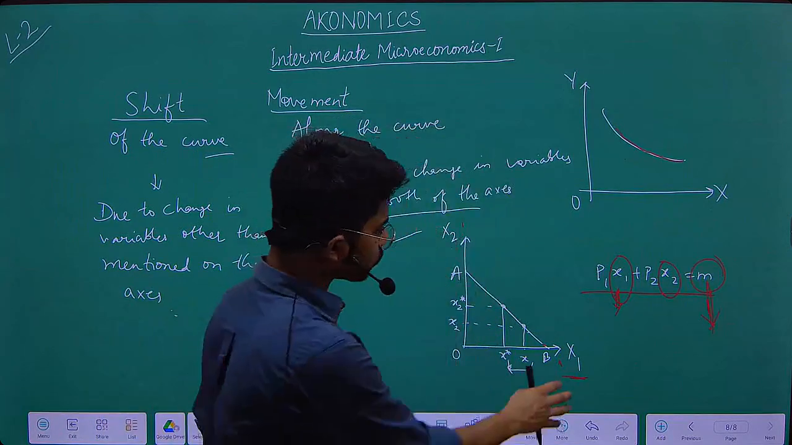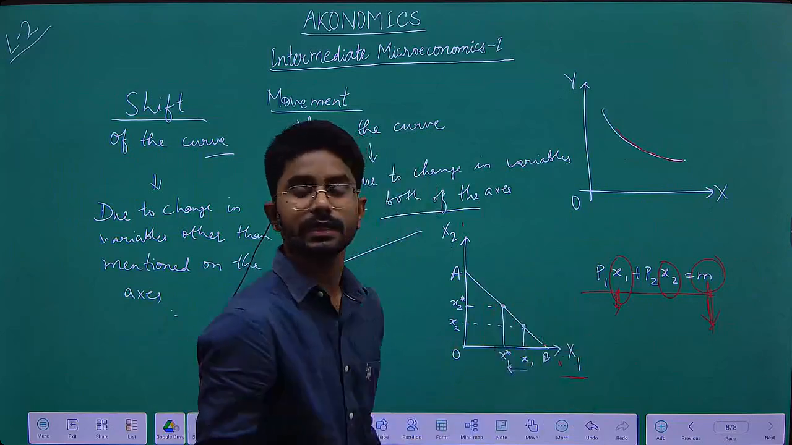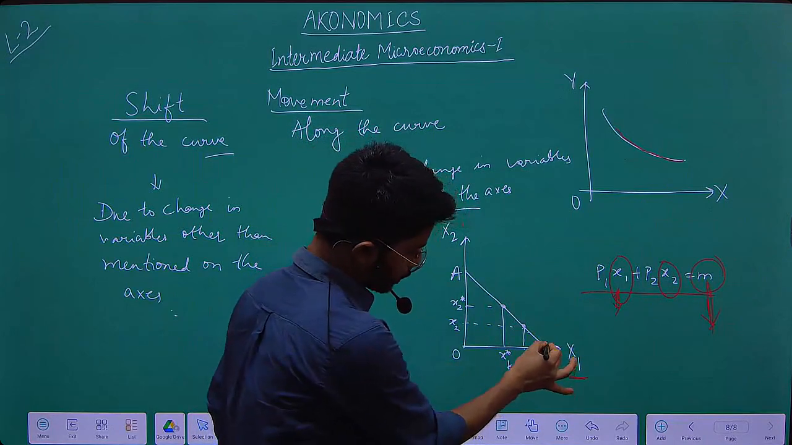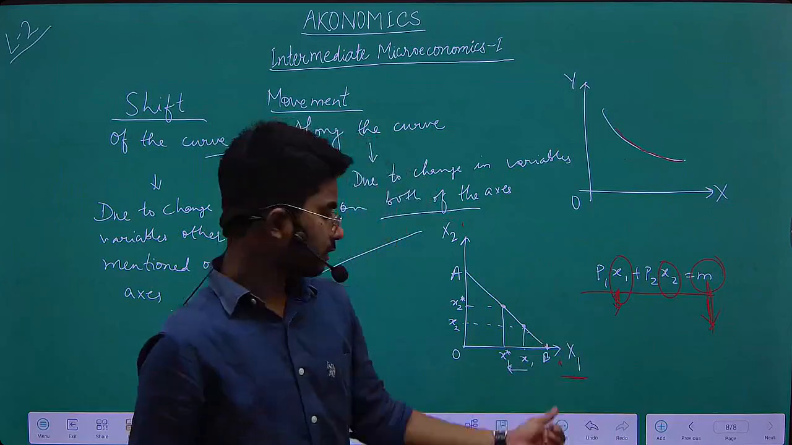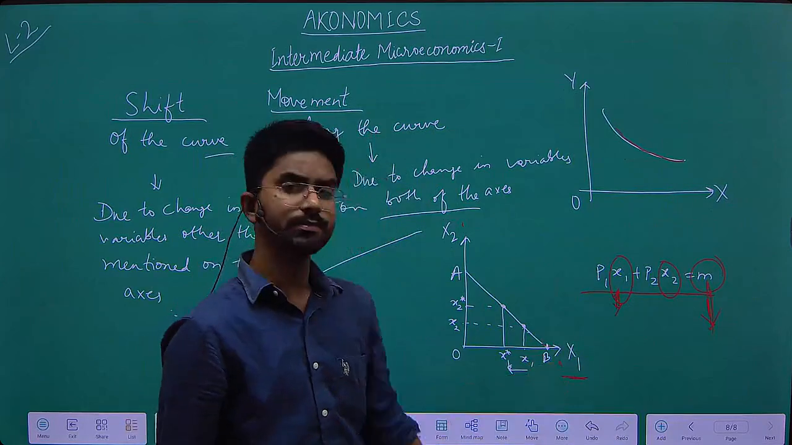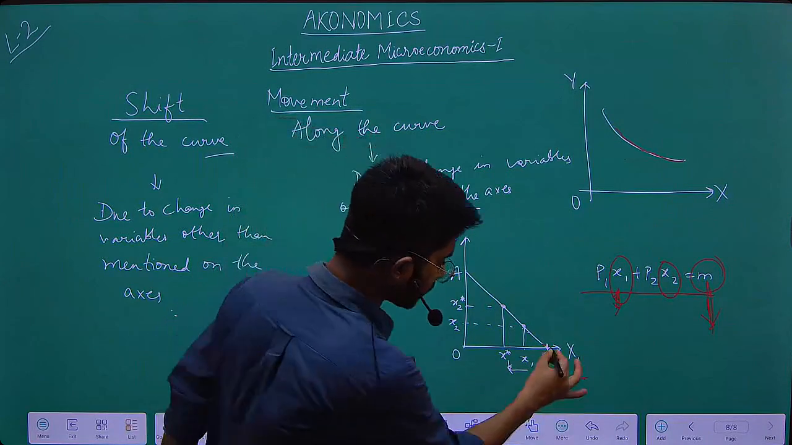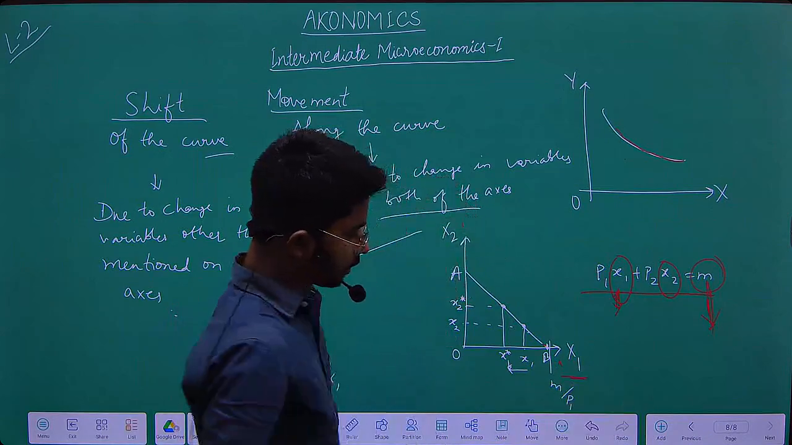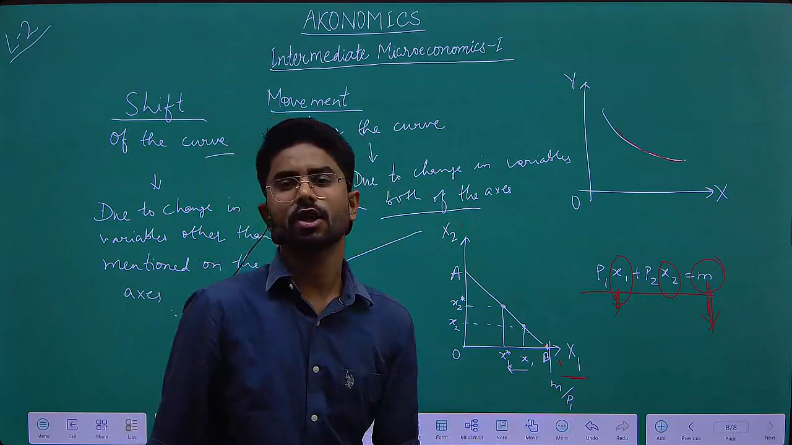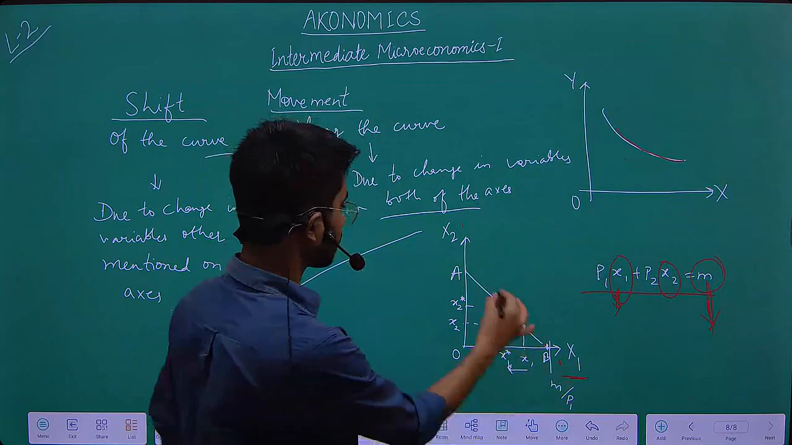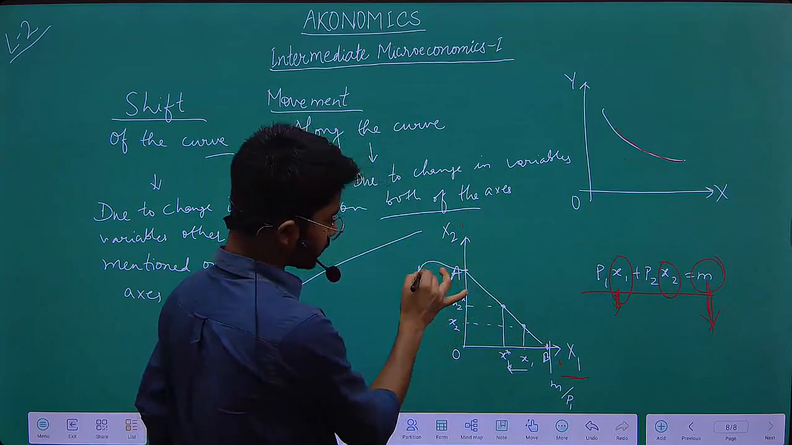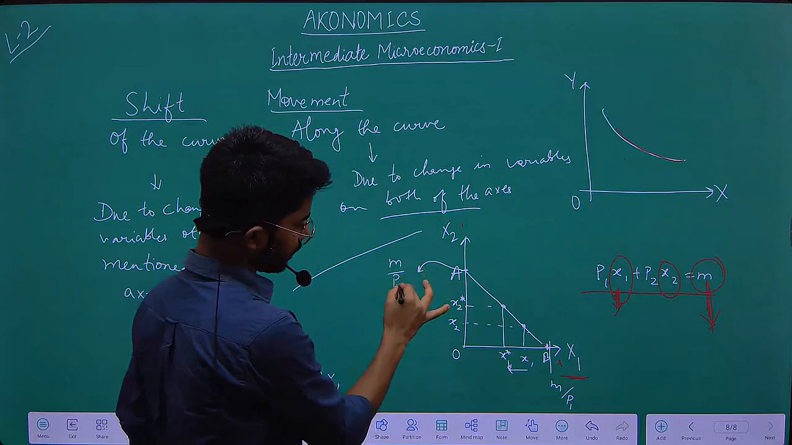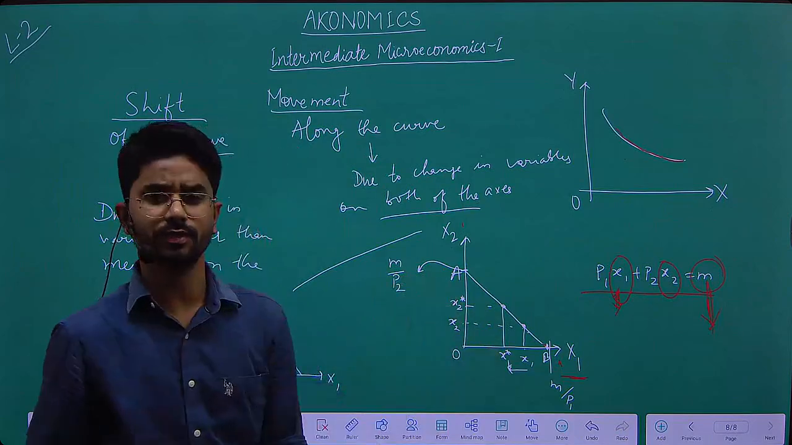Suppose you want to consume only one good. In that case, earlier you used to consume at this maximum point, and we had this point in the last discussion as m upon p1, which we called the horizontal intercept. Similarly, we call this point the vertical intercept, and we had this point as m upon p2.